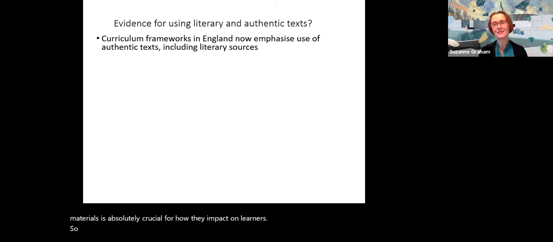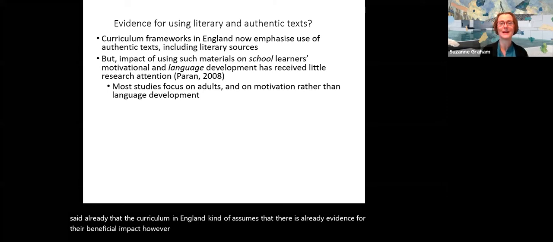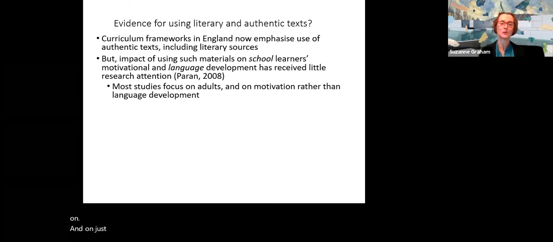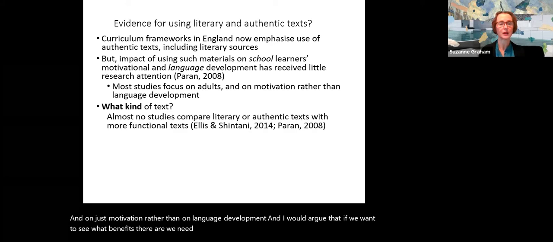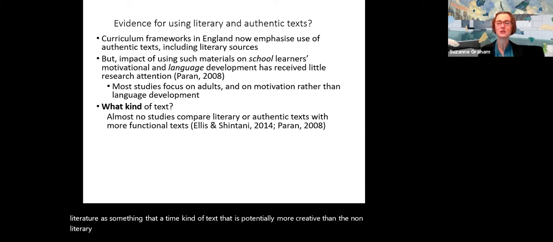So, do we have any evidence that using literary and other authentic texts is actually beneficial? I've said already that the curriculum in England kind of assumes that there is already evidence for their beneficial impact. However, we actually have really little evidence of how they do affect school learners' motivational and linguistic development. Most previous studies have focused on adults and on just motivation rather than on language development. And I would argue that if we want to see what benefits there are, we need to focus on both of those things. And in terms of literature as a kind of text that is potentially more creative than a non-literary text, there is almost no study that compares those two kinds of texts together.